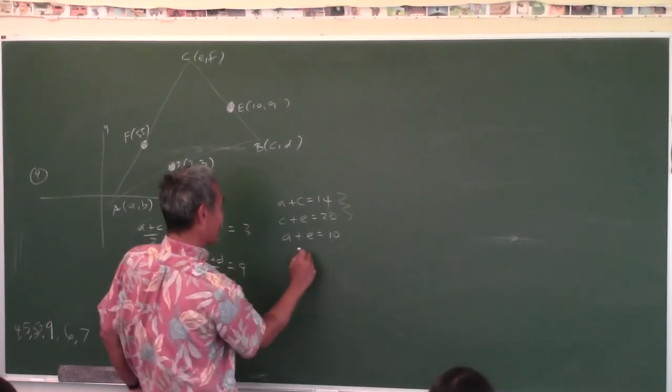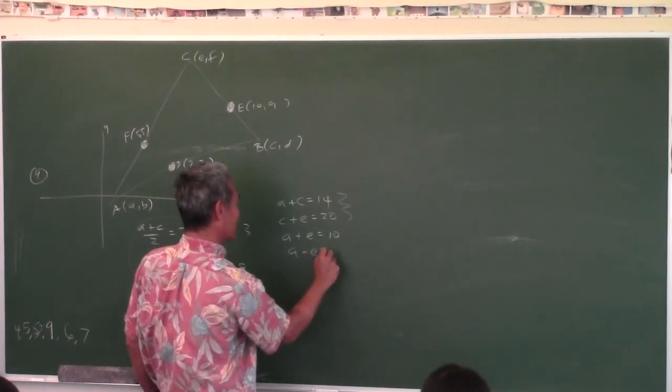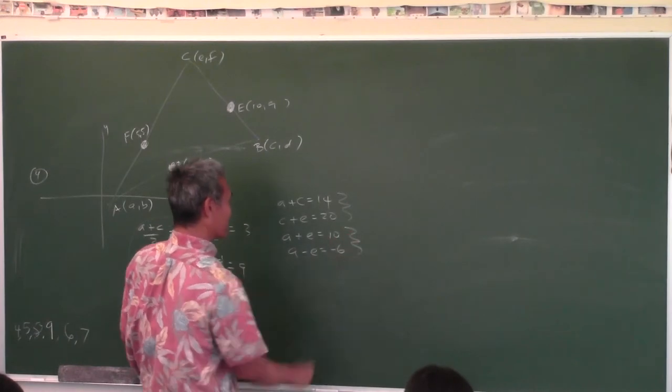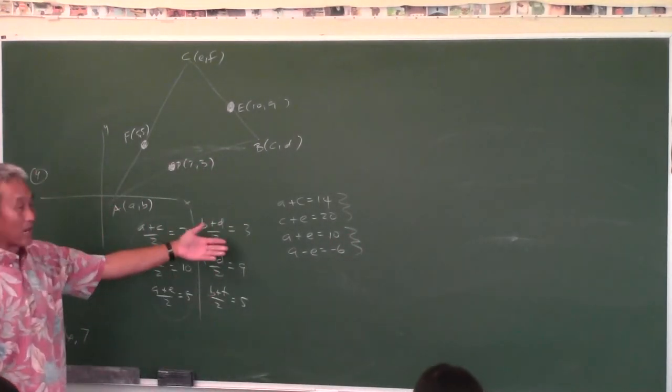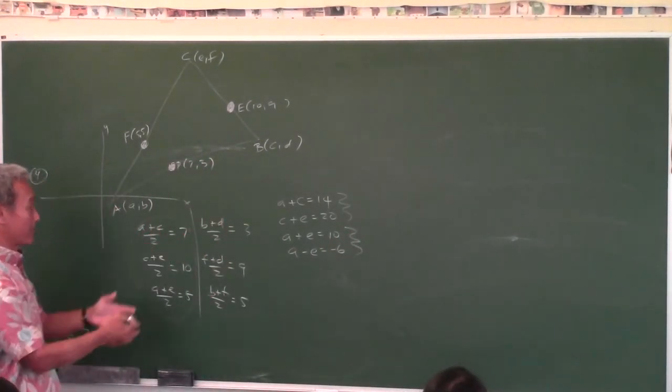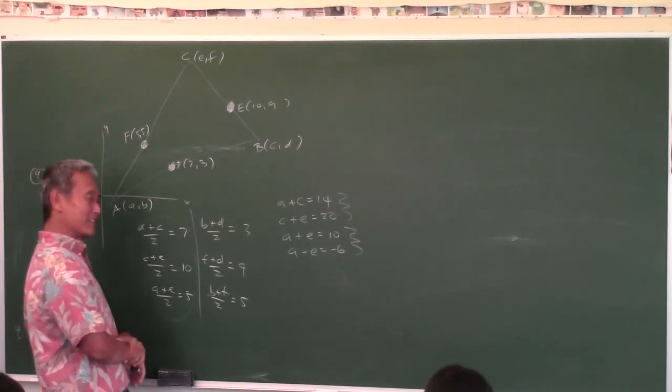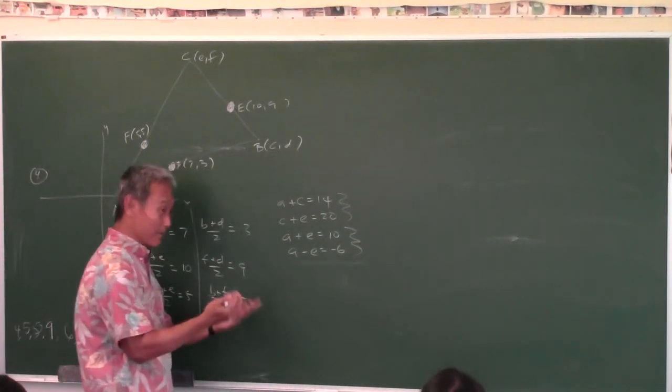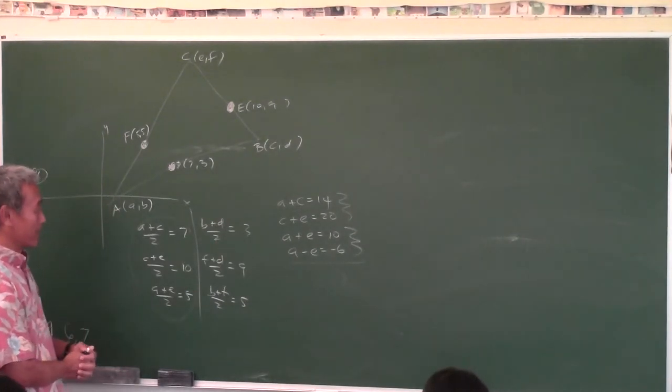In fact, let's write it right below this one. A minus E equals negative 6. Now look at these two equations. Now you're down to two equations, two variables. That's algebra 1. And what did your algebra 1 teacher teach you? You want to eliminate one of the variables. Which one? Either A or E.